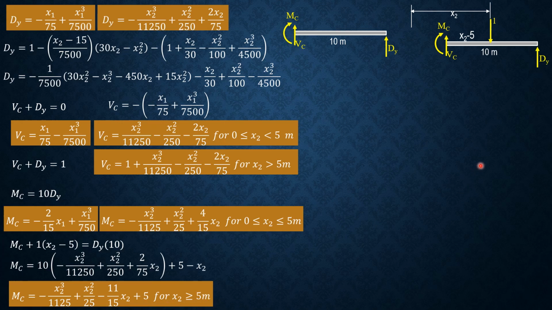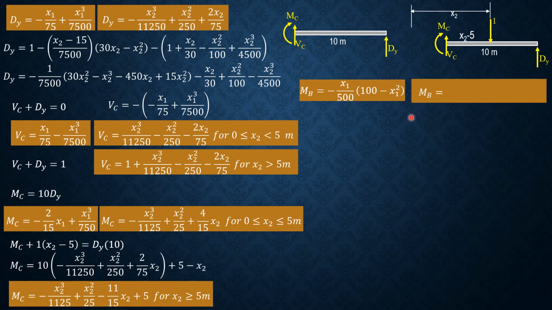So let's now summarize everything. MB is negative x1 over 500 times 100 minus x1 square, although this is not required to be plotted, the influence ordinates.